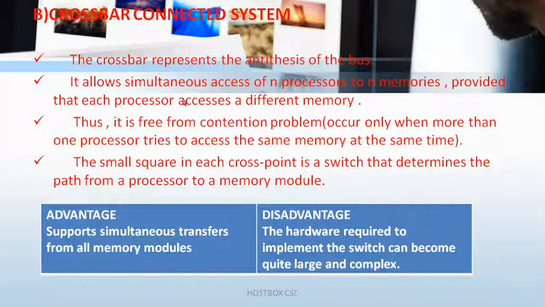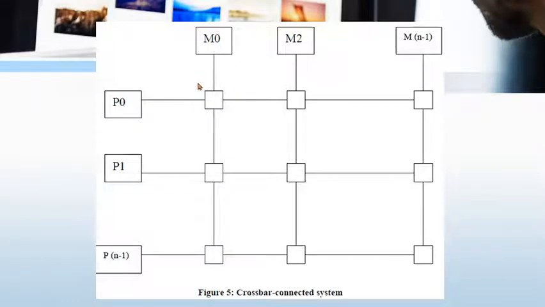So here what happens? Simultaneous access of n processors to n memories, and each processor accesses a different memory, remember. Also it is free from the contention problem. And the small square at each cross point is a switch that determines the path from a processor to a memory module. In this diagram, the switch is what is important. The switch will find out where processor 1 is connecting. This switch is connected, saying processor 1 to M2 connected, and so on. Based on the switch, it decides the operations.